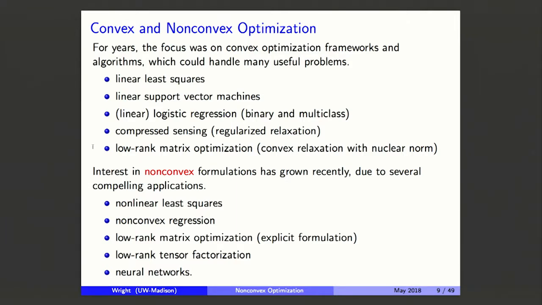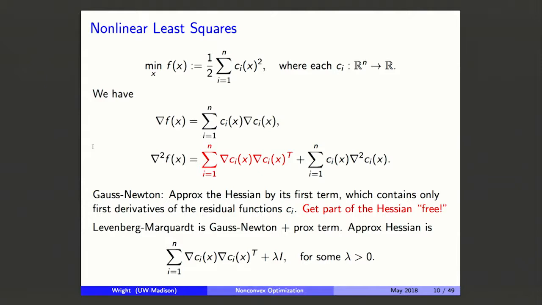But in recent years, there's been more interest in non-convex formulations. This is actually a very old one that I'll say a little bit about, non-convex least squares, non-convex regression, low-rank matrix optimization when you write down an explicit low-rank formulation, tensor factorization, and of course neural networks. Okay, so least squares, I just wanted to say a little bit about this because this is actually the first thing I worked on in optimization way back when I was doing my thesis.